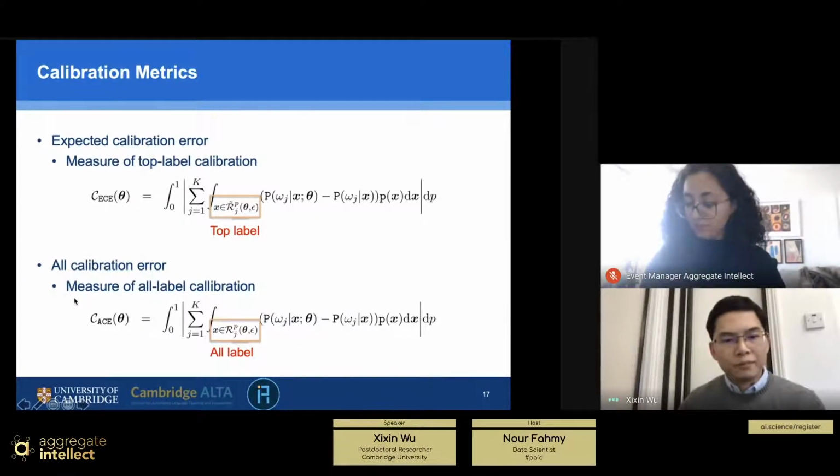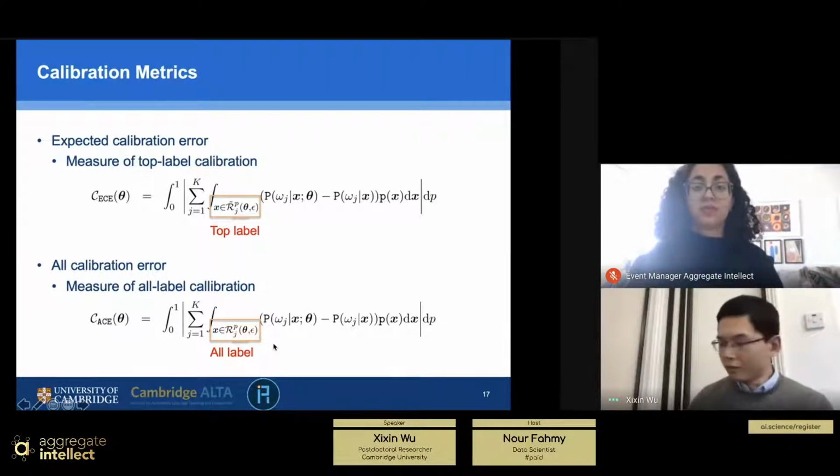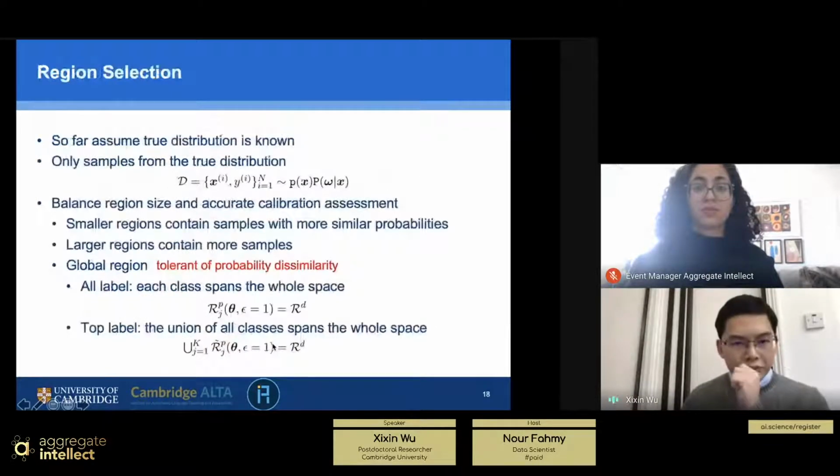We also have a measure of all label calibration. Here we not only consider the top label, we also consider all of the classes. So far, we assume that the true distribution is known, but generally the true distribution is unknown. We only have limited samples from the true distribution. We have X samples from P of X, and then we have the label samples from P of omega given X. That means we need to balance the region size and the accurate calibration assessment. Smaller regions contain samples with more similar probability, but larger regions can contain more samples.